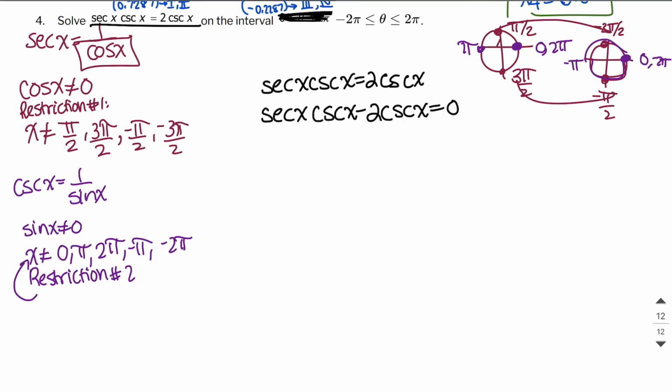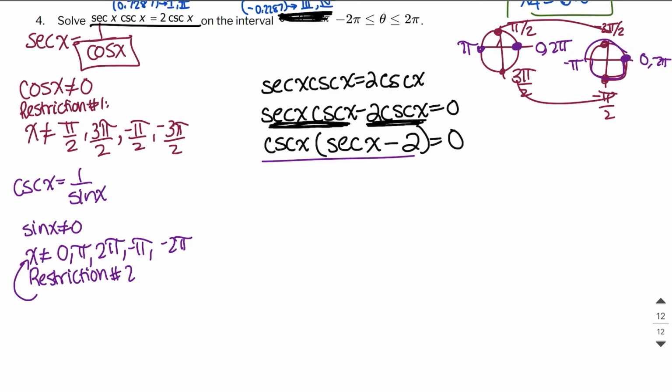Okay, and then I'm going to factor. So I'm going to factor out this cosecant of x because it's in common with both of these terms here. When I factor it out of my first term, I've got secant of x. When I factor it out of the second term, I get minus 2. So then what this means right here is that either cosecant of x equals 0 or secant of x minus 2 equals 0. I'm just setting each part equal to 0.